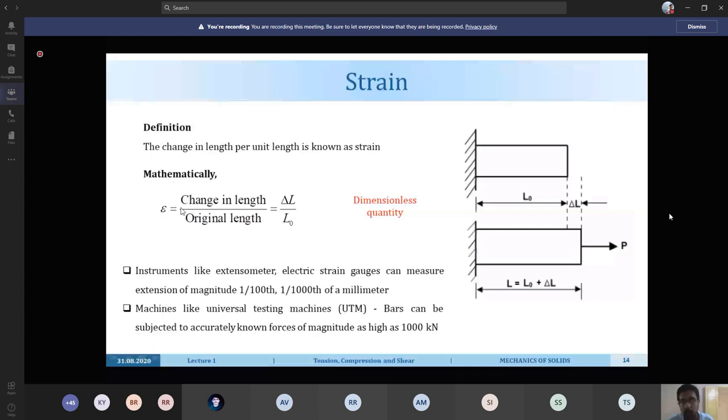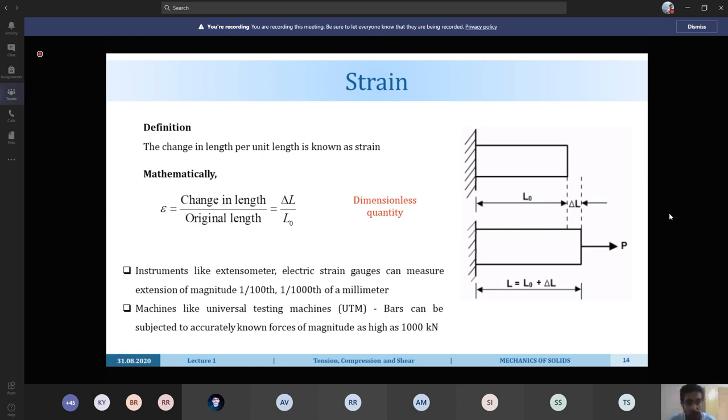So mathematically, epsilon will be delta L by L0. Note that I am using the original length, not L0 plus delta L, the final length. Change in length by the original length. And we can see it is a dimensionless quantity. The numerator and denominator both are measured in meters.